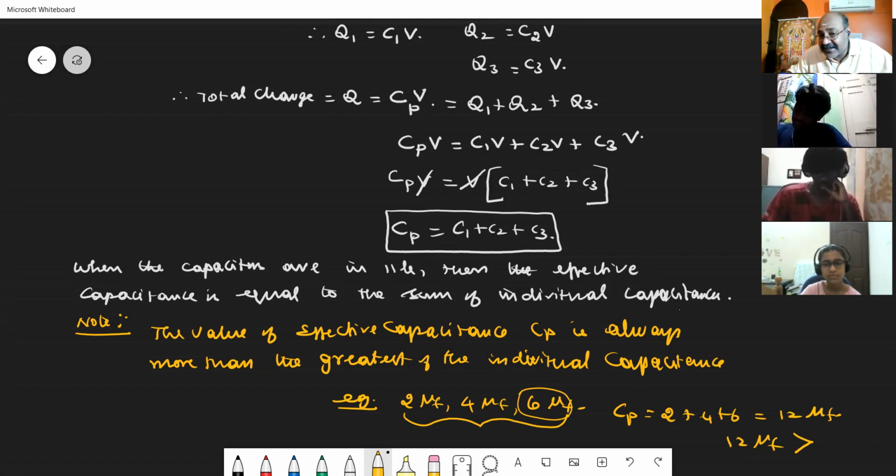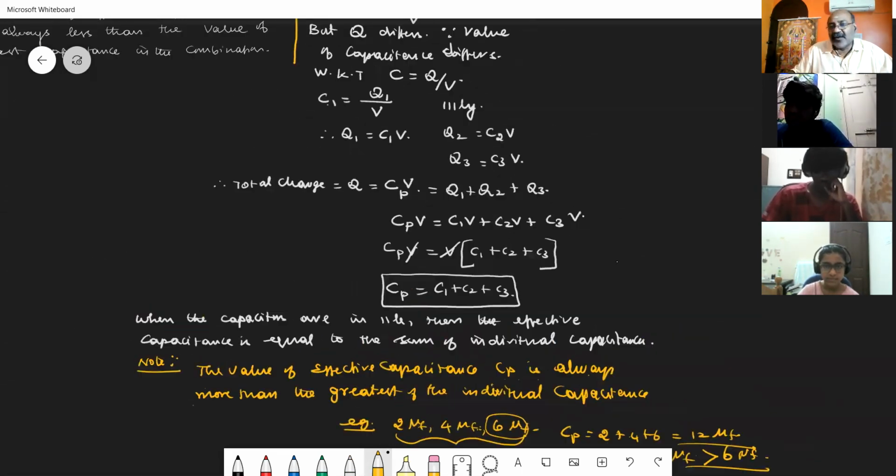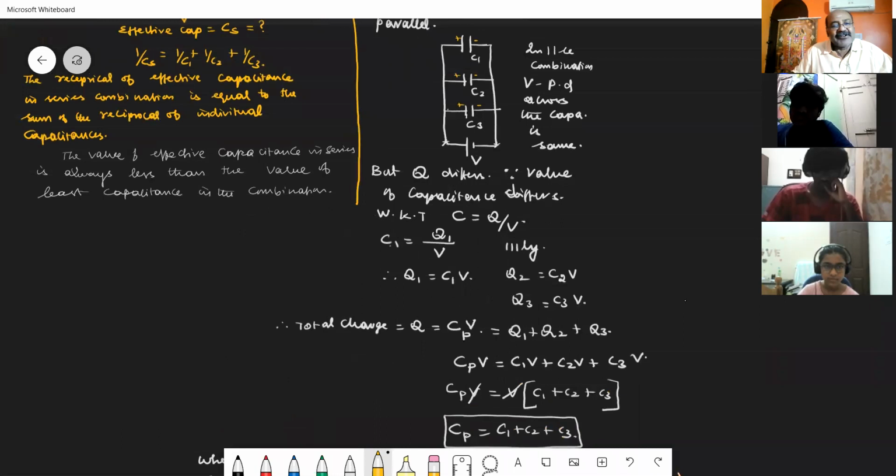The greatest capacitance is 6. In this combination, the greatest value is 6. So we can say the value of the effective capacitance in parallel combination is always greater than the highest of the individual capacitances. Are you able to understand? Yes. So this we are calling the parallel combination.